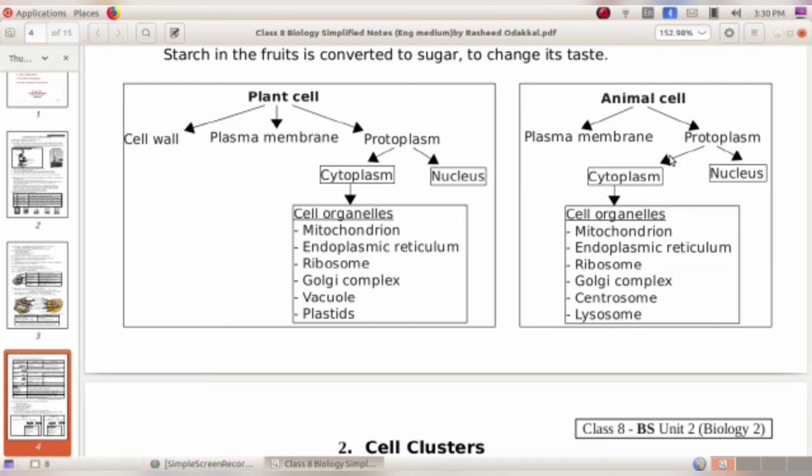These are the main points of this unit. Complete the note and prepare for the test.